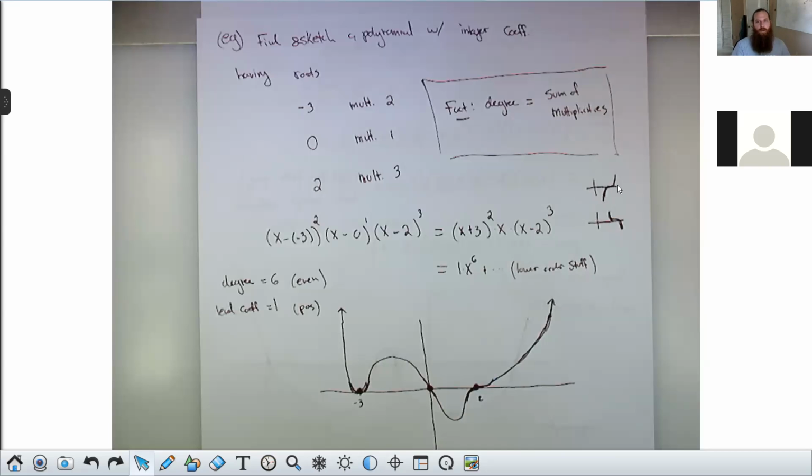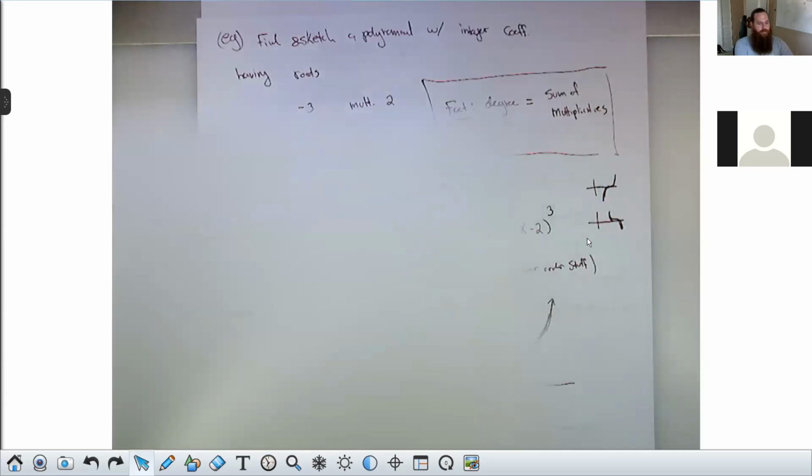So if it's odd, it will always be this kind of S shape. And if it's even, it will always be a kind of U shape. And then the higher the power, the flatter the curve is, the more it's squished down onto the x-axis.